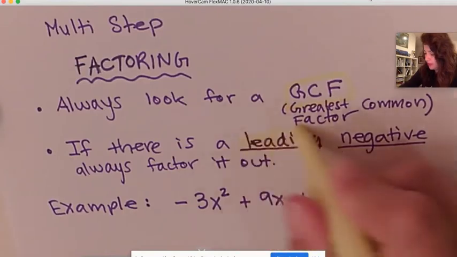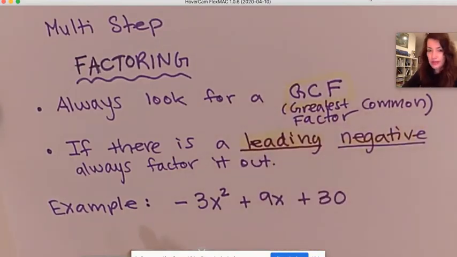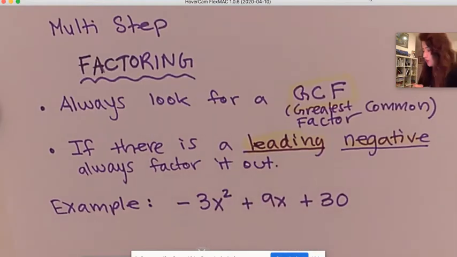What is a leading negative? Well, here is an example. Negative 3x squared plus 9x plus 30. I want to factor out the leading negative since there is a negative in front of the 3, but then I look to see if 3 is in common with the other terms. So is 3 in common with 9 and 30? In other words, do they have common factors? Yes, they do. So I can actually factor out a negative 3.